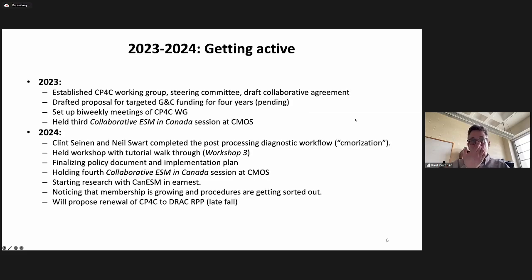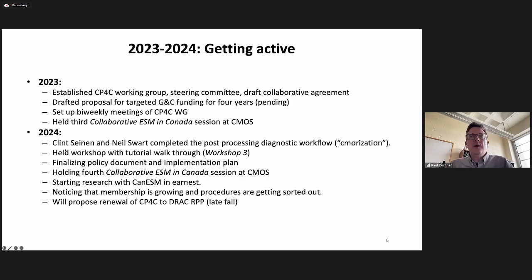So in the last couple of years, just for this talk, we have established a working group, which I'll mention on the next slide as well. We have a steering committee mentioned initially, and then a draft collaborative agreement. We also have a proposal for grants and contributions funding for a period of 4 years, and that's pending, and we should hear news about that this summer. And the working group meetings are ongoing. They're bi-weekly. Last year we held our 3rd collaborative ESM session in CMOS.